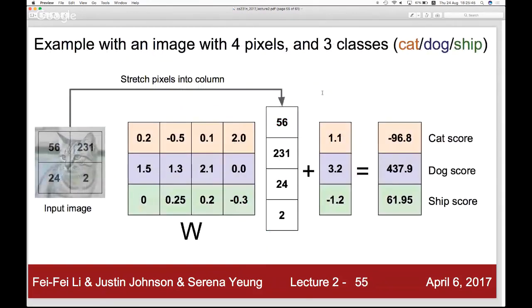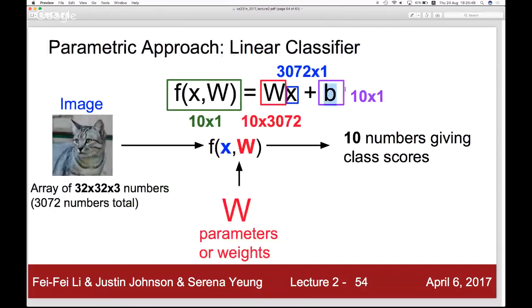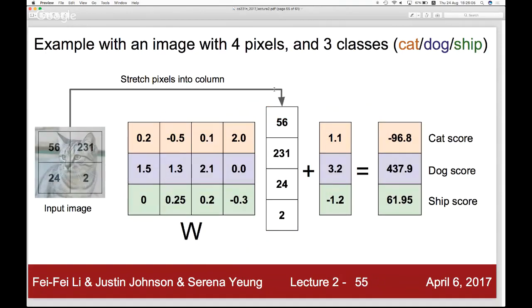Okay, and so many times you'll see this b pushed back into the x vector. So we might have x1 through x3072, and then we'll just add an x0 to help with the bias, and then we would have a weight for the bias. Okay. So how does it work?